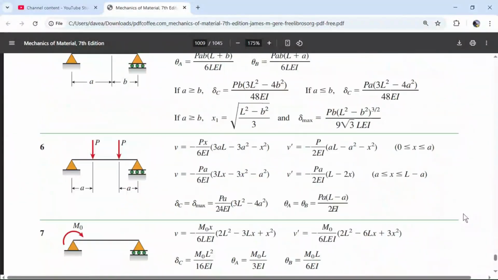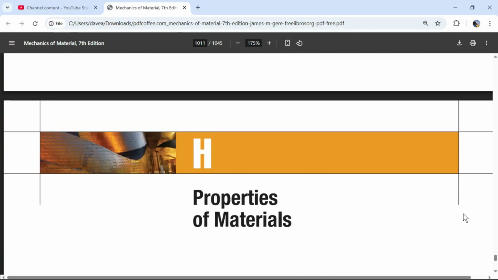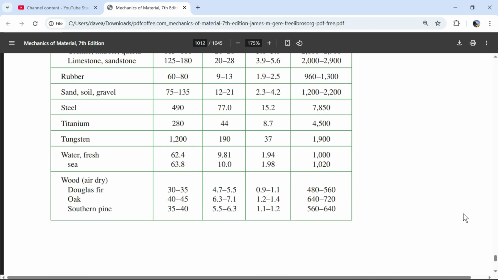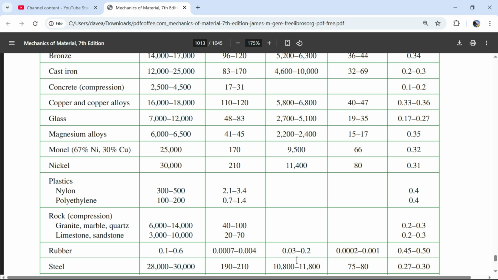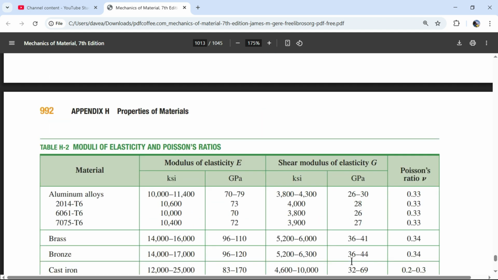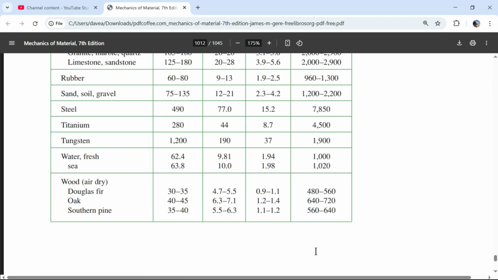All right, I know where these properties are, so there they go. So there's the properties of materials, and we want shear modulus of elasticity, and we want it in KSI, and we want steel. And so yeah, we're 11,000. And I guess I'm just gonna leave it at that.